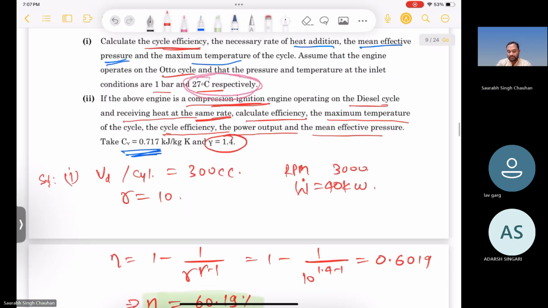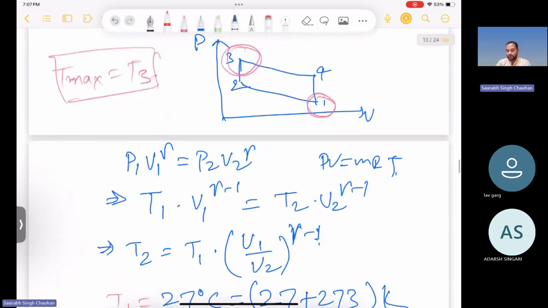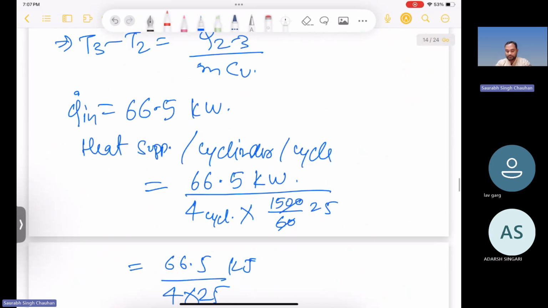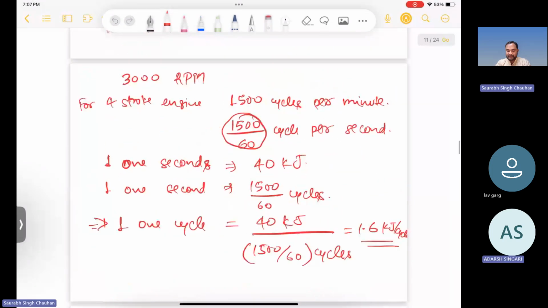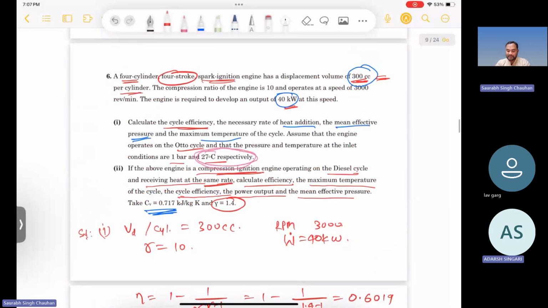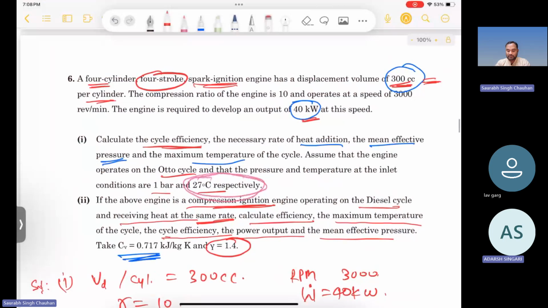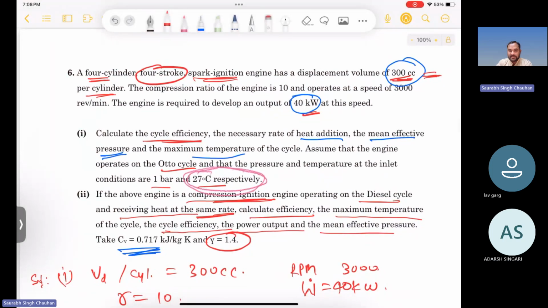So should I do it or will you do it by yourself? Yes, sir. We will do. If you want to take a screenshot or note it down, you can note it down. Or if you want me to solve, I can solve. Or maybe I can just tell the answers, hints, from where I have taken this. Sir, you just write the hints.